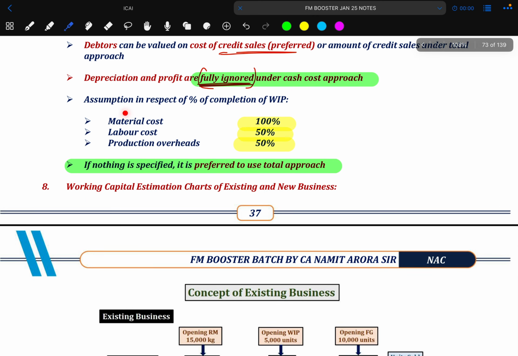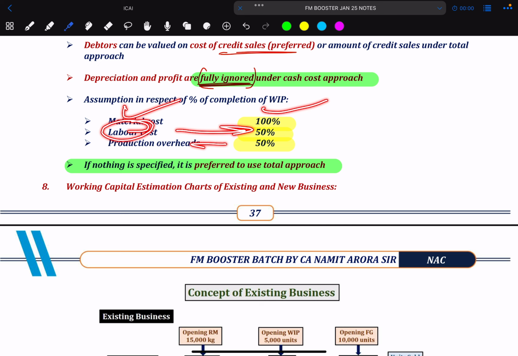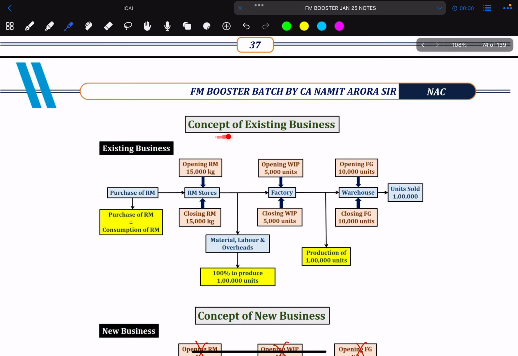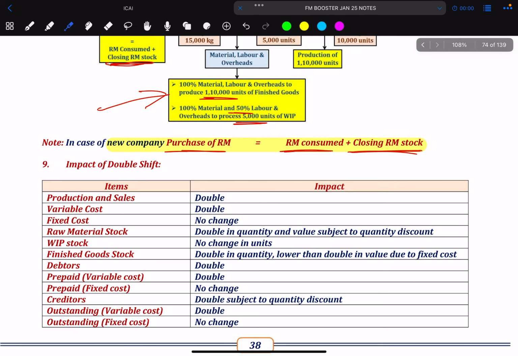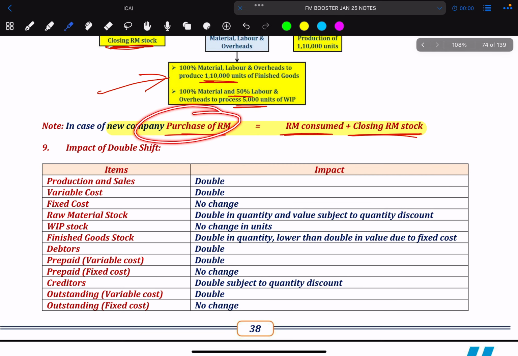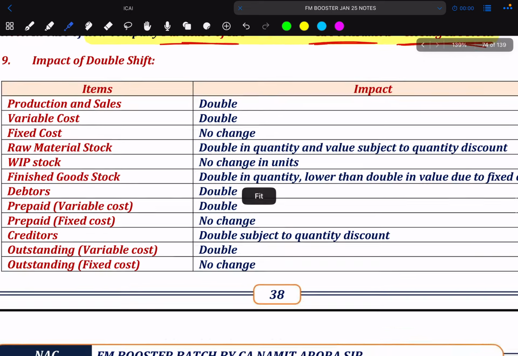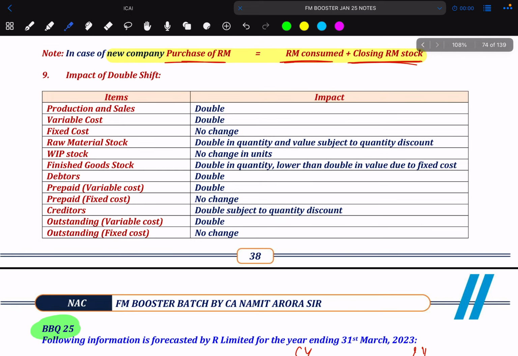And the next one is in case of work in progress completion, they say that when it comes to material it is always 100%, when it comes to labor it is 50%, and when it comes to overhead it is 50%. Nothing is given, we have to assume this. Okay, simple. If nothing is specified in the question, go for the total approach. And this one is existing and new company, this one even kids know. And in case of a new company, raw material consumed plus closing stock is the purchase. Okay, meaning there is no opening stock. If there were opening stock, we would have minus here. Done.